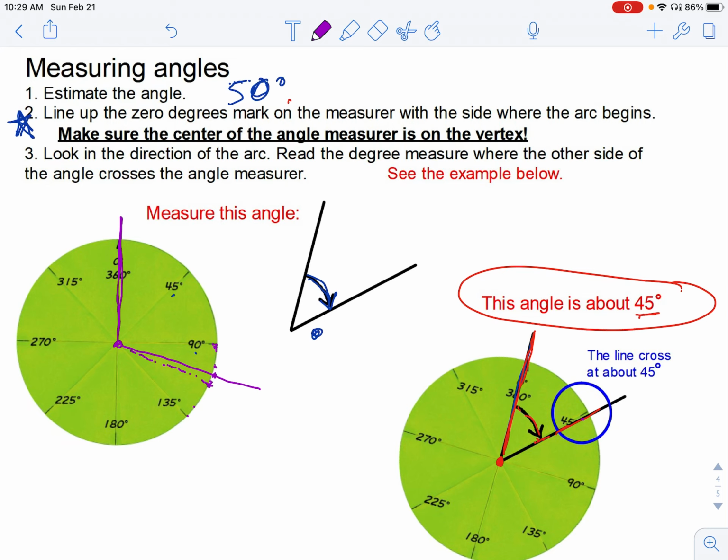So maybe I want to estimate this at, if I said 20, 90, 100, 110. Maybe I want to say that's about 110 degrees. As long as you're in the right ballpark with this angle measurer, you can use your common sense to make those estimates. But just keep in mind our benchmarks here, that there are 45 degrees between each of these benchmarks, and use that to help you accurately measure angles with this tool.